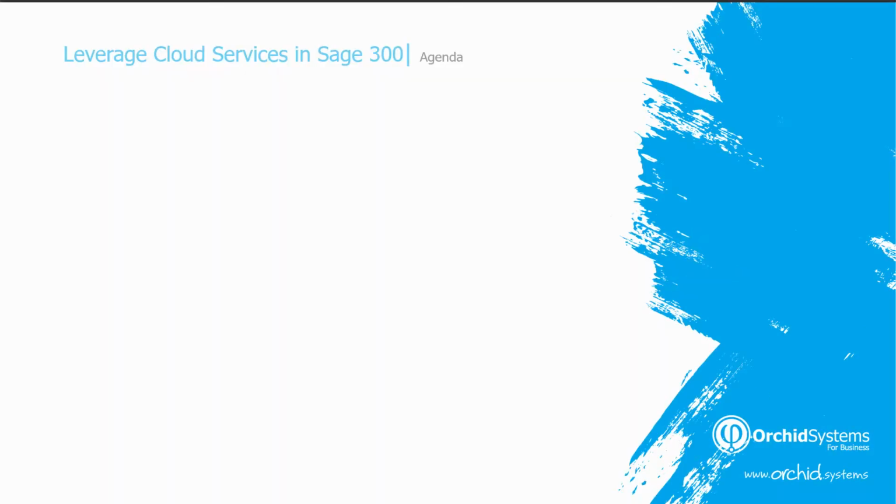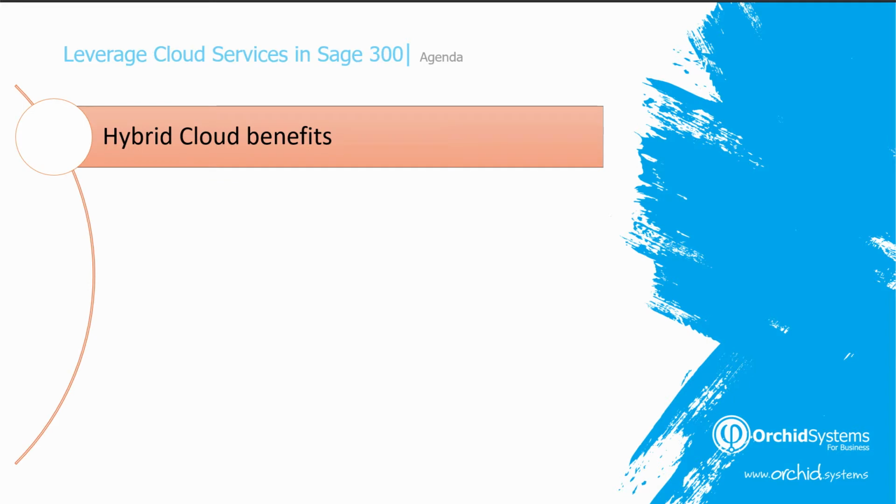Orchid added workflow functionality to Extender about 2 years ago, and we then launched the Remote Action Service last year, as well as the Workflow Anywhere mobile app. So in this presentation, we will review how these products help us leverage cloud services in Sage 300.